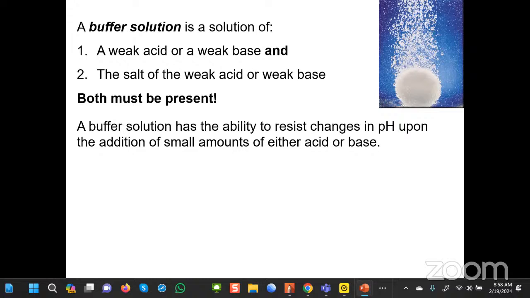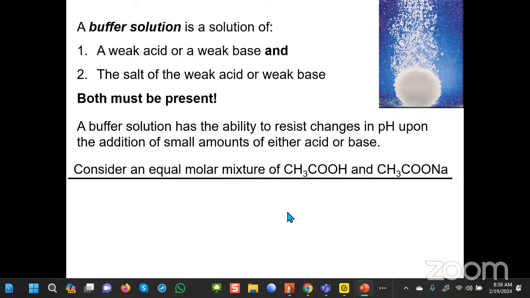And you're going to see, I think I have a graph here, or maybe it's on the next page, where you're going to see how that happens, right? But a buffer solution, if you add a small amount of acid or base to it, the pH does not change by much, right? So it says here, consider an equal molar mixture of both sodium acetate and acetic acid. And if you add a strong acid to it, now we're going to get into a description as to how it basically resists changes in pH.